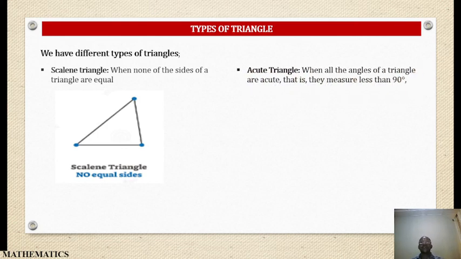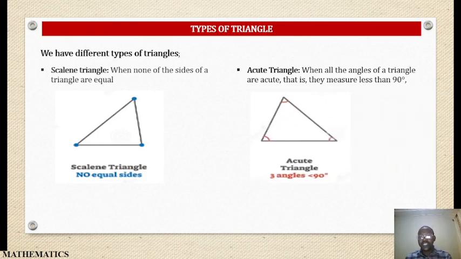Let's take another type of triangle. We call this one acute triangle. When we talk about an acute triangle, we are talking about a triangle in which all the three angles are less than 90. And let us take an example. You can see that all the three angles here are all less than 90.